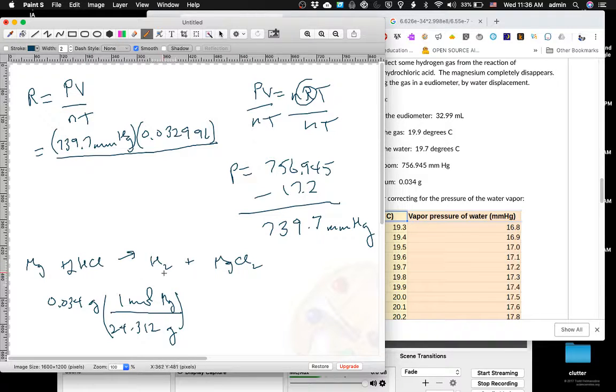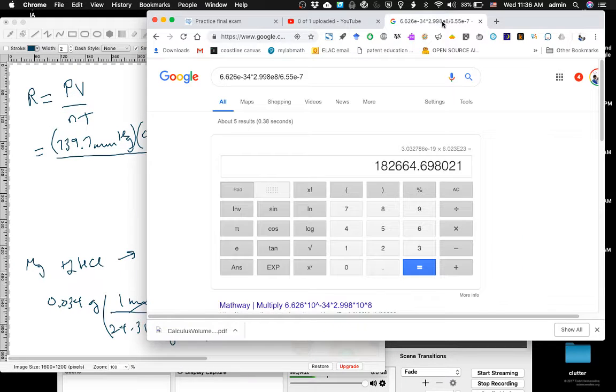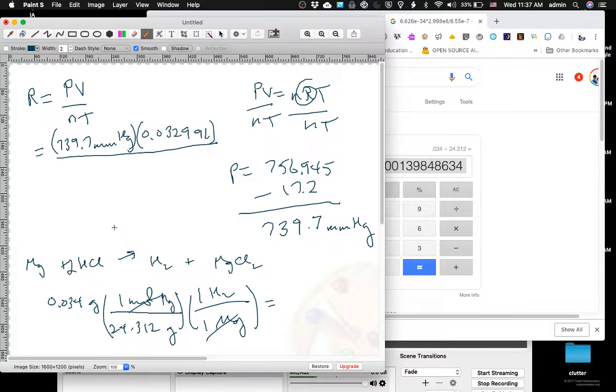Okay, this is a balanced chemical equation. 1 mole of magnesium gives you 1 mole of hydrogen gas. 1 magnesium, 1 hydrogen gas. So that's it. It's going to be 0.034 over 24.312. It's going to be 0.0013. I can only have 2 significant figures, so it's 0.0014. See, there's only 2 significant figures here, so I'm only allowed 2 significant figures there. The n is 0.0014.